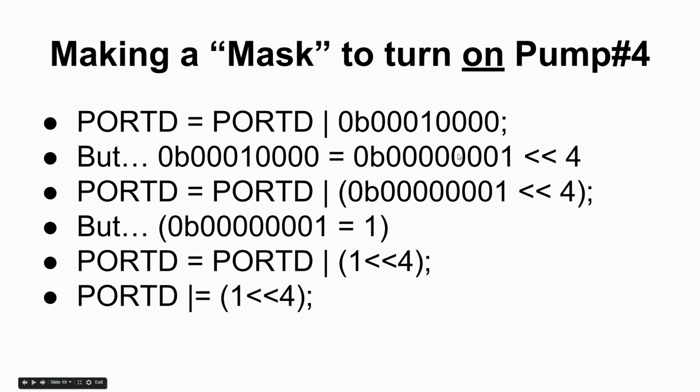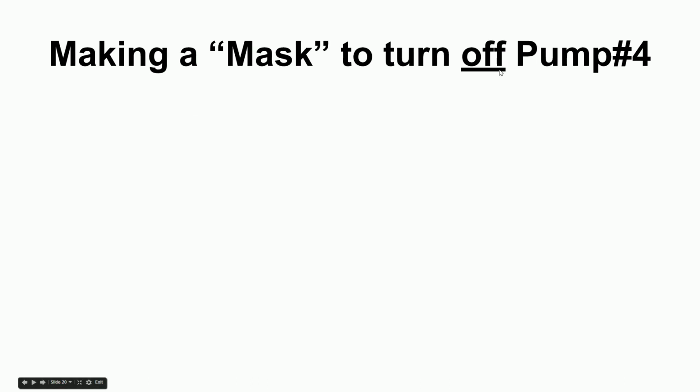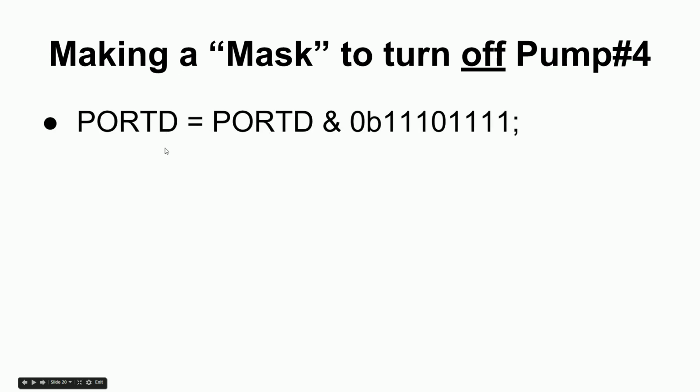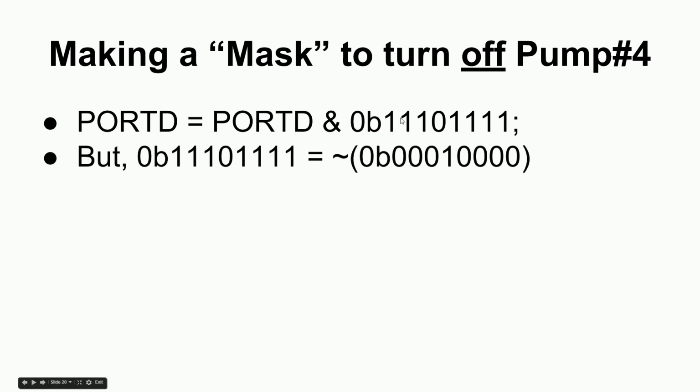It all starts with this idea, but with some simplifications to make them easier to read and faster to write. So let's turn off pump number 4. The statement we started with was port D is equal to port D ANDed with a special bit mask where it was all 1s except where there was a 0 where we wanted to turn off a pump. So that was from a previous slide. So this number here is the same thing as this number here inverted. In other words, all I did is I turned these three ones into three zeros, zero into one, these four ones into four zeros. I inverted it, and then I put the tilde in front of it. So these two numbers are the same because the tilde flips this.